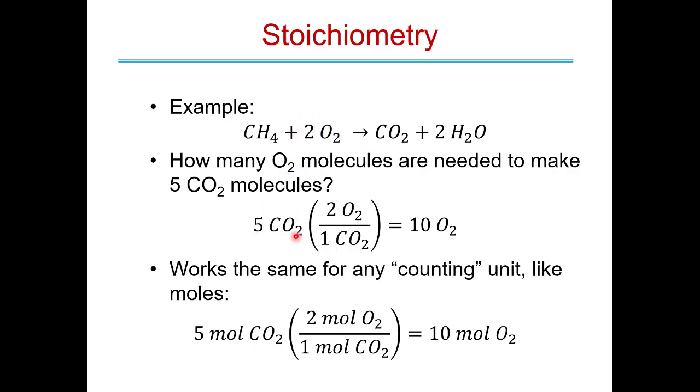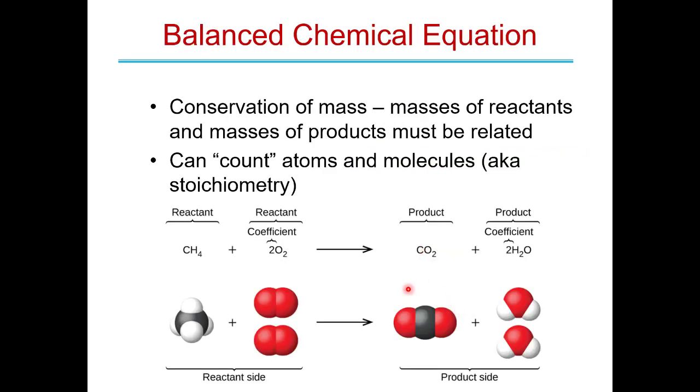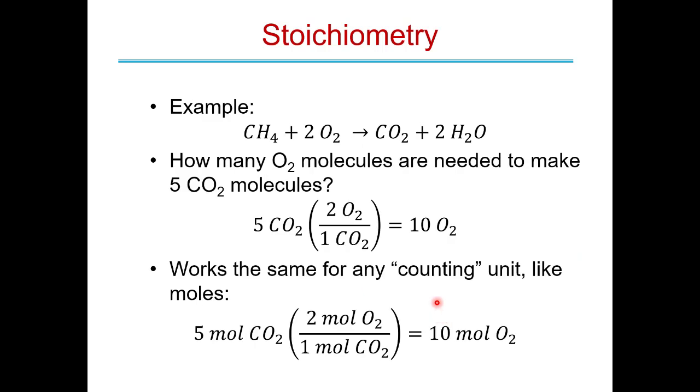So we're going to set that up just like we did the recipe problem. So 5 carbon dioxide molecules times our conversion factor: 2 oxygen molecules for every 1 carbon dioxide molecule that we produce. That's just from the reaction stoichiometry and looking at the coefficients in front of the molecules. Remember, we can't change the subscripts because that tells you how the molecule itself is put together, right? So we can't change that because then we change the identity of the molecule.